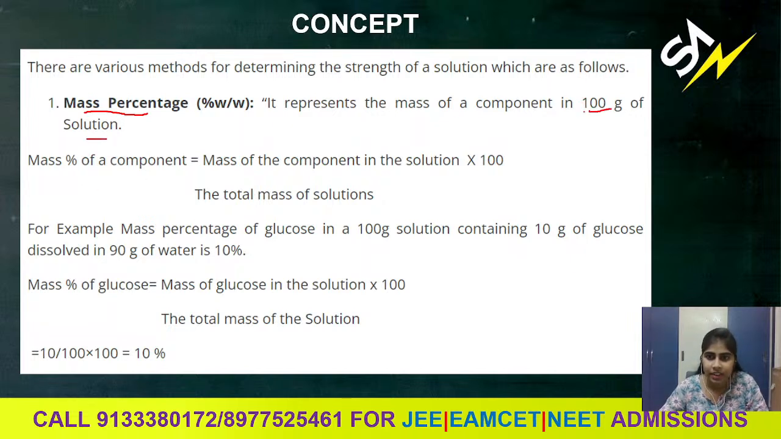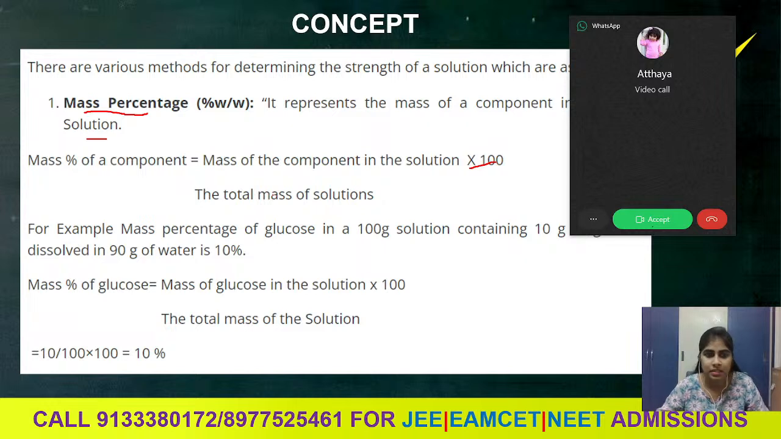See, if we take a solution, if the mass of the solution is 100 grams, how much percentage of the solute can be dissolved in that solution is determined by this mass percentage. The mass percent of the component is equal to the mass of the component in the solution into 100. Since it is a percentage, we are multiplying by 100.